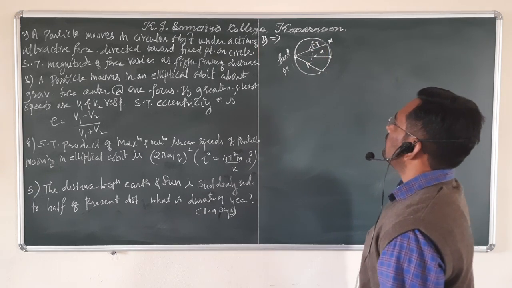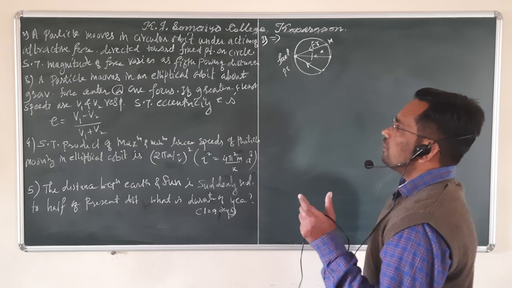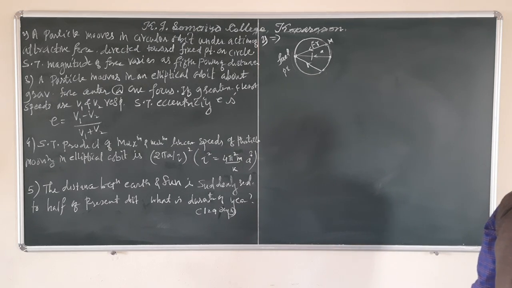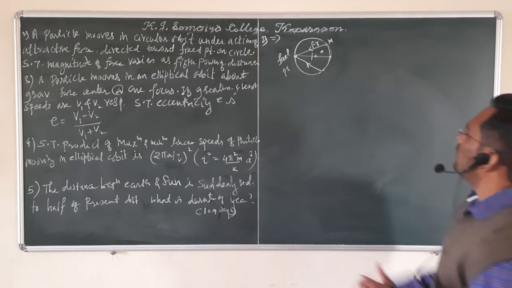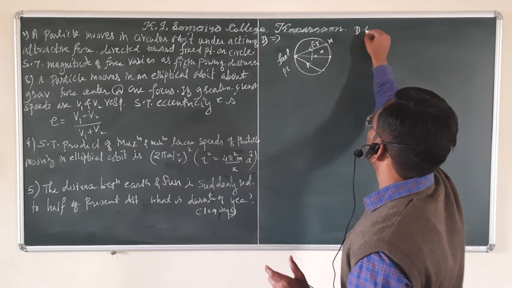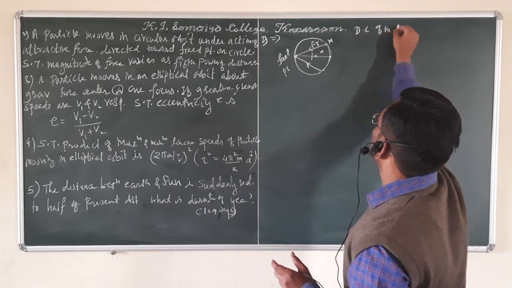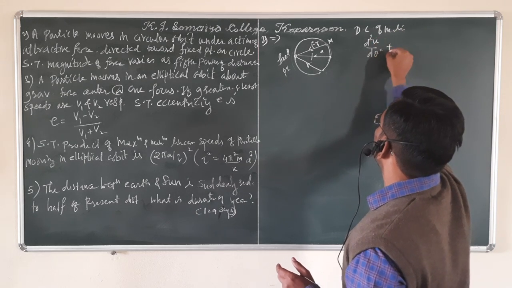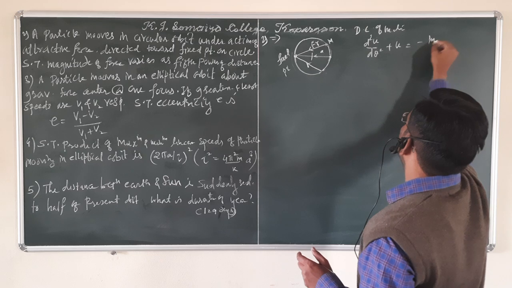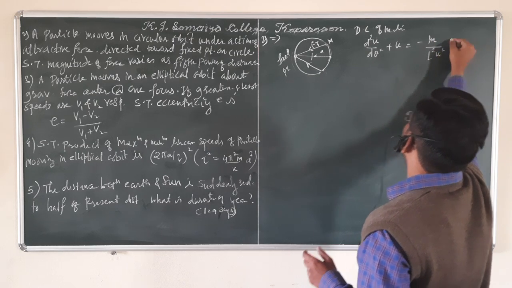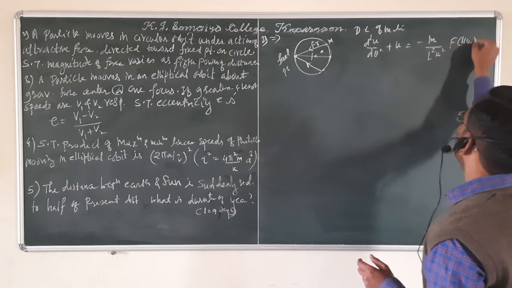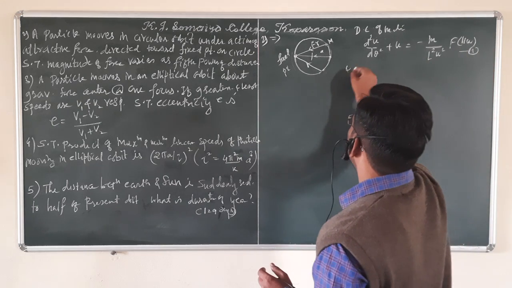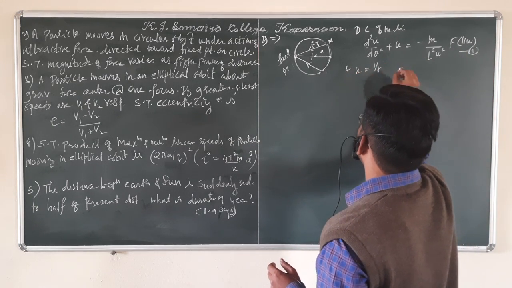Now we know that to find out the law of force, we have to show that force varies as the fifth power of the distance. So we have to use the differential equation of motion. What is the differential equation of motion? d²u/dθ² plus u is equal to minus m divided by l² u² f(1/u). Okay, so here this is equation 1 and u is equal to 1 over r.